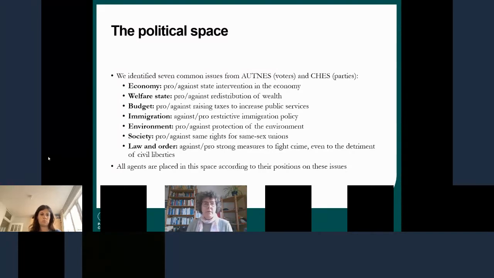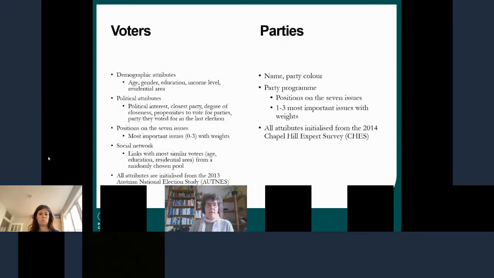I already told you about the political space, the 7 common issues we identified. Then the voters have demographic attributes and political attributes that we all chose from this Austrian national election study. They have positions on all these 7 issues, with up to 3 of them defined as their most important issues. And we also give them a social network. They link with their most similar voters.